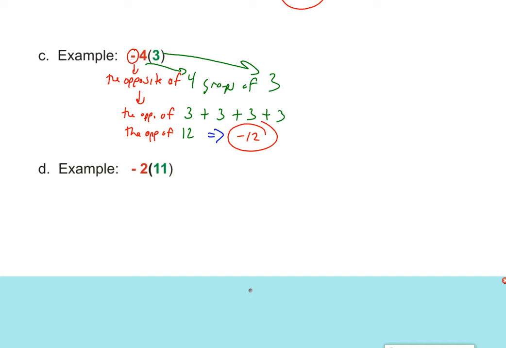And that's why I need the opposite. Here's a negative again times a positive. So I want the opposite of 2 groups of 11. Right? That's what I want. The negative sign says the opposite of, and then I have 2 groups of 11. Give me the opposite of 2 groups of 11. Let's use ditto marks for the opposite of, right? Save a little bit of time.